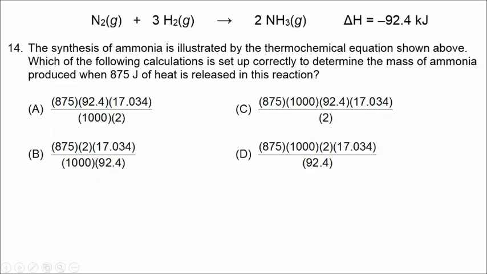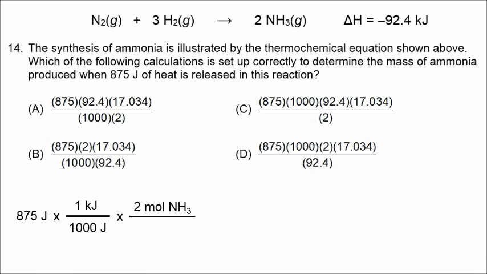Number 14 gives us a thermochemical equation involving the synthesis of ammonia from its elements, and that's an exothermic reaction. We know that heat is released. Our job is to figure out how many grams of ammonia are produced when 875 joules of heat is released. Let's first convert from joules to kilojoules, and then we can convert from kilojoules into moles.